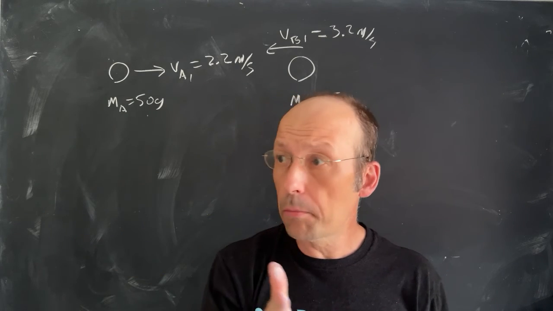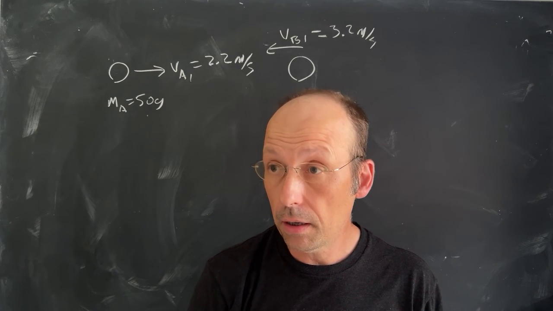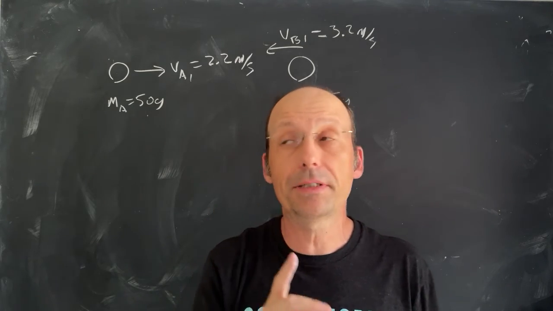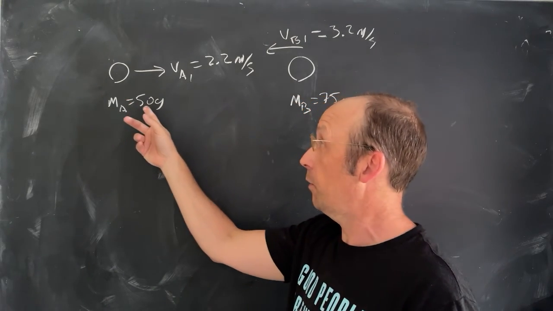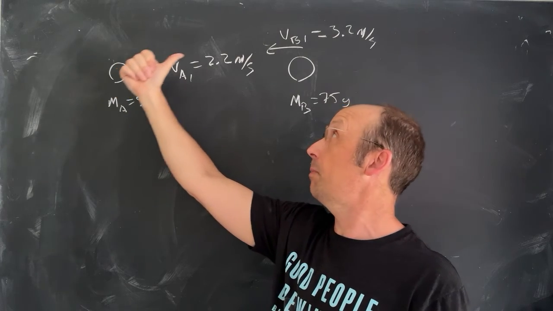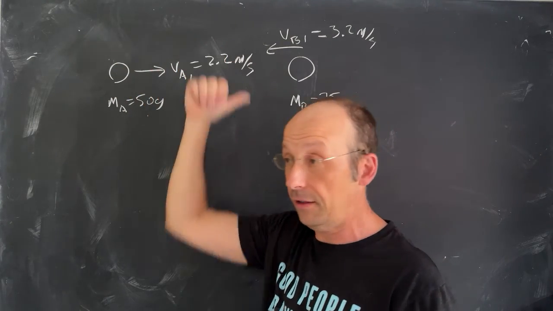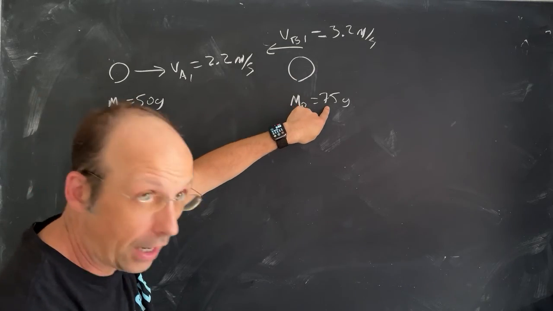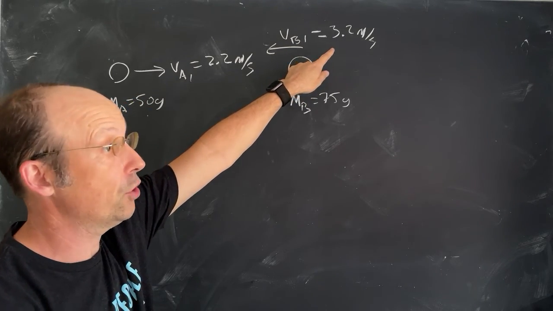Here is another momentum problem that I made up. I don't know if it's the best, and I'm actually going to add something to it. So the problem states I have a ball of clay with a mass of 50 grams moving with a speed of 2.2 meters per second this way. And then I have another ball of clay, 75 grams, moving with a speed of 3.2 meters per second that way.